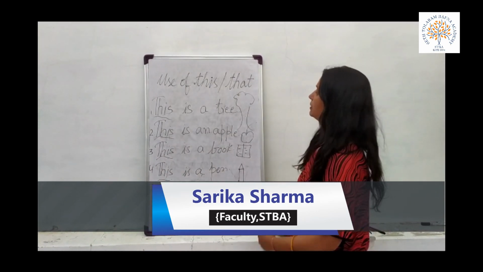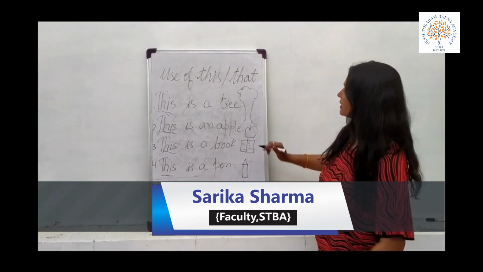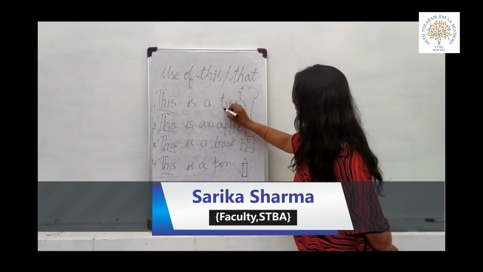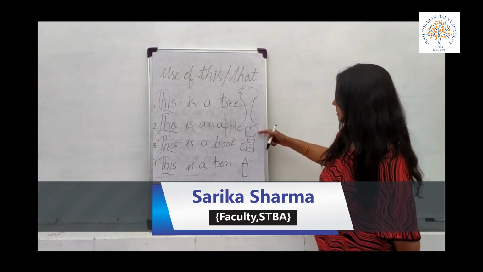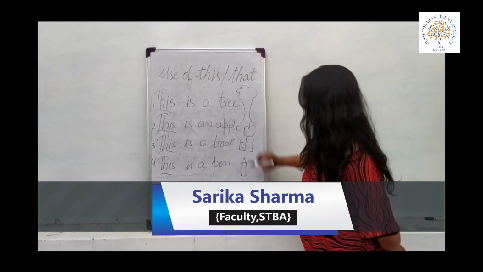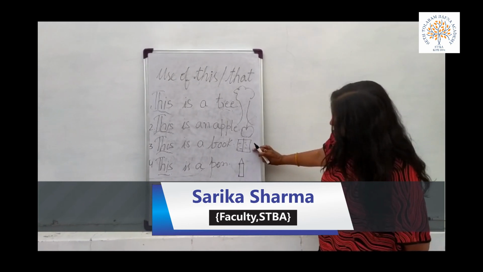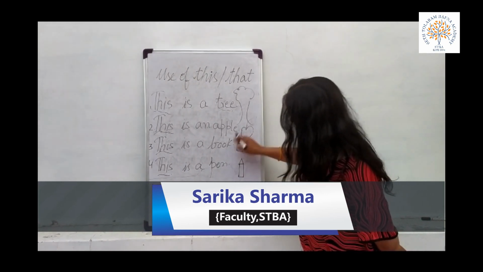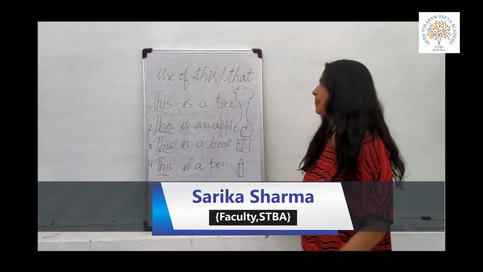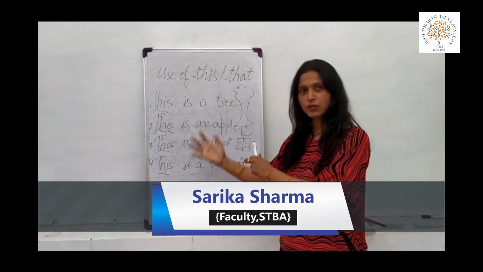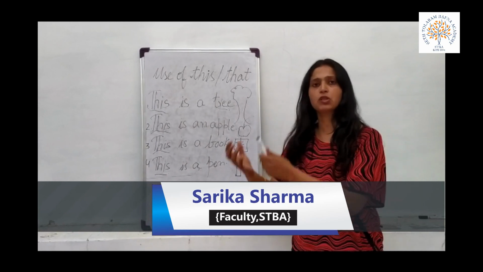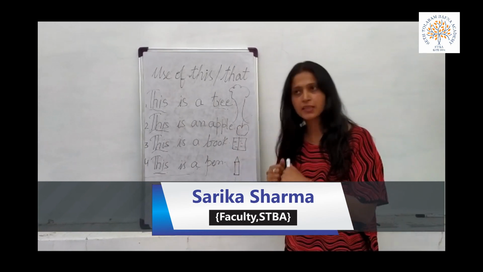Now see number 1. This is a tree. Now you see this tree is very close to this full stop, or you can say it is very close to this tree which I have written here. Same it goes in number 2. You see this apple, it is very near to this full stop, and even this book is also very close to this full stop, and same here you can see this pen is very close to this full stop. It means for the thing which is very near to you, we use this. What will we use? This. This means the thing which is close to you and very near to you.